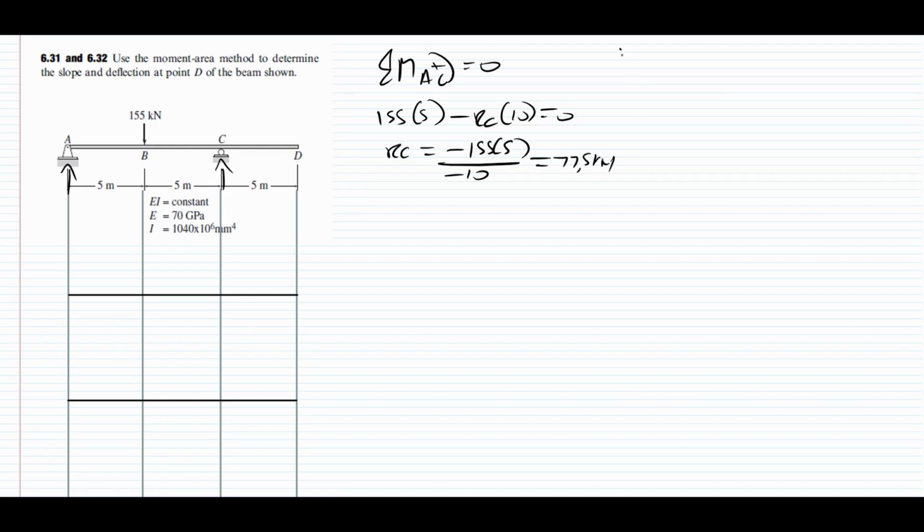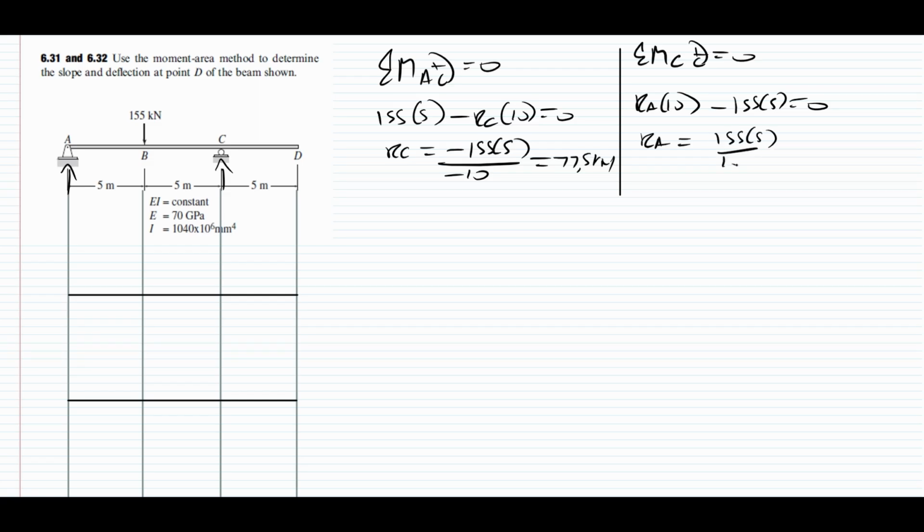Let's do the same for RA. Sum of moments at C, clockwise positive, equals 0. You have RA times 10 minus 155 times 5 equals 0. So RA equals 155 times 5 divided by 10, which is 77.5 kilonewton.